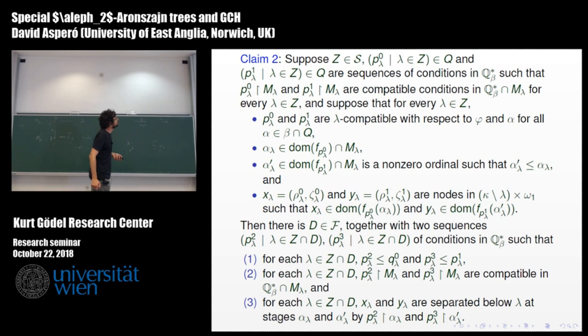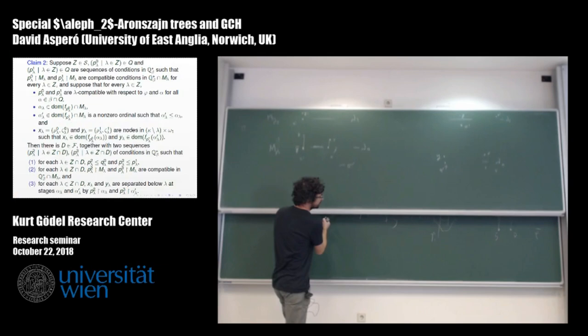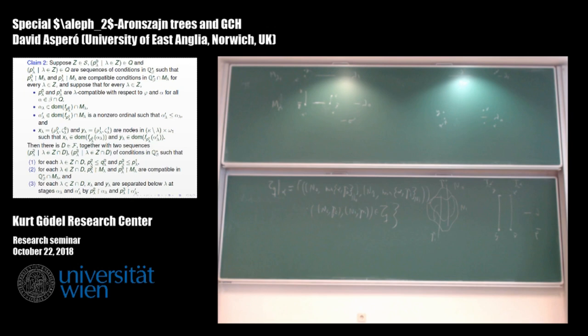So the idea for this is basically that you would be working in Q lambda restricted to some M lambda, and this forcing. Suppose that you do this only for one stage, and then you have this stage alpha. And you have these two points that you want to separate.